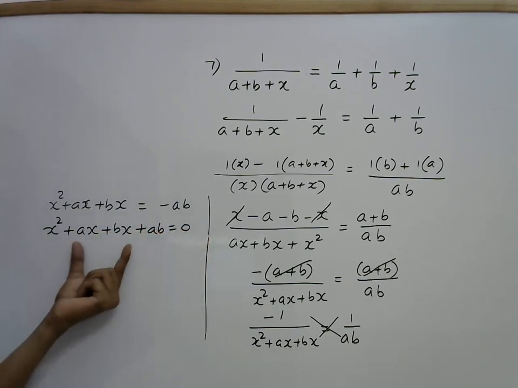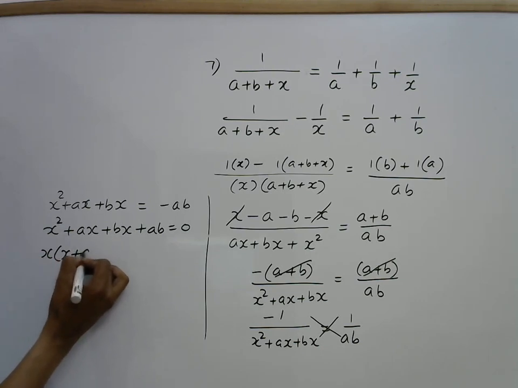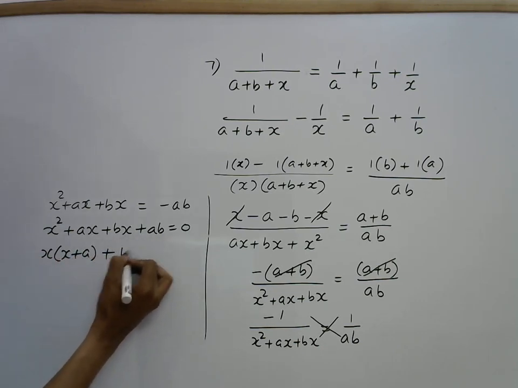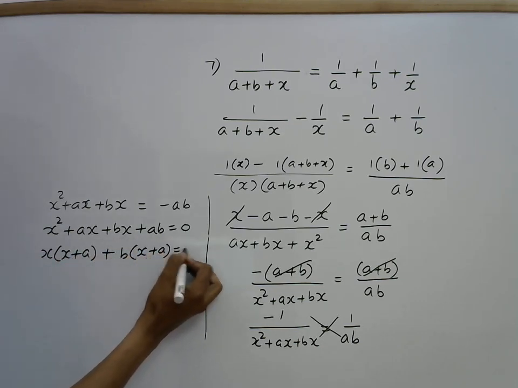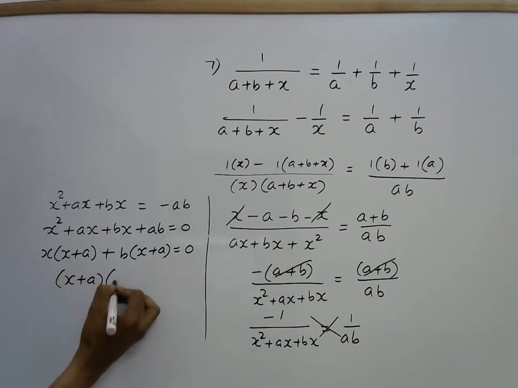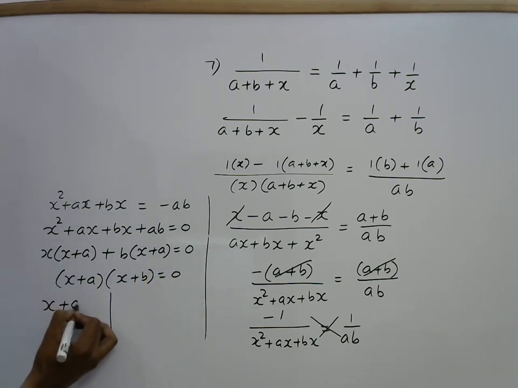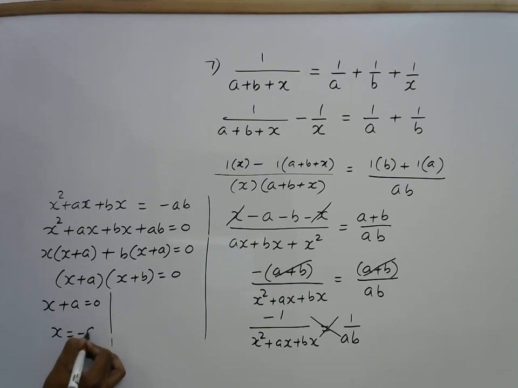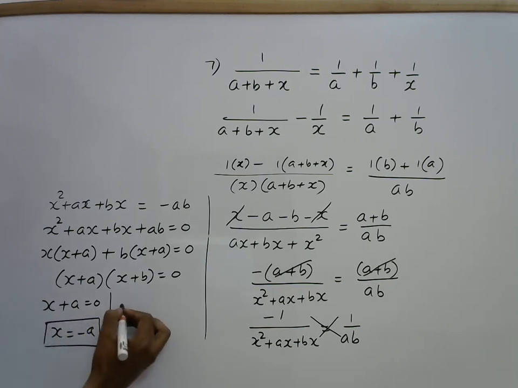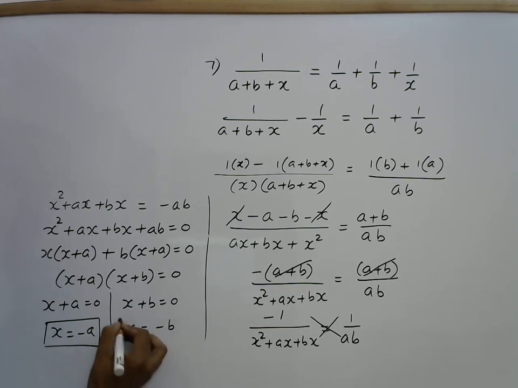And now the middle term is already split. You can just take common into two factors. From this you can take x common, x plus a will be left behind. From this you can take b common, x plus a will be left behind. And now we have x plus a as the common factor and x plus b as the other factor. You can just put them separately equal to 0. You will get your two answers. The first one is x equal to minus a and the second one is x equal to minus b.